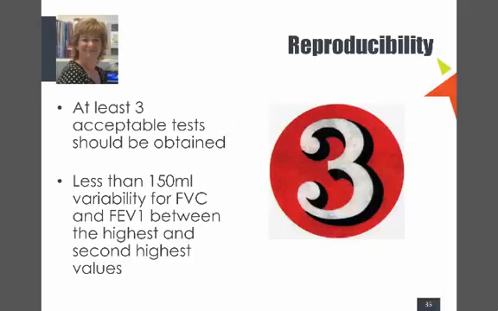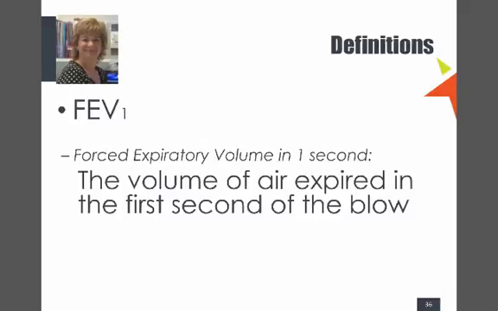There needs to be less than 150 mil variability in their forced vital capacity, which is how much volume they've got, and the FEV1. We'll talk about those in a minute, but you're looking for 3 that are really similar values together, and that means that's what the person really can do. And you'll find as people do more, they tend to get a bit better at it. It is quite difficult. So those are our definitions.